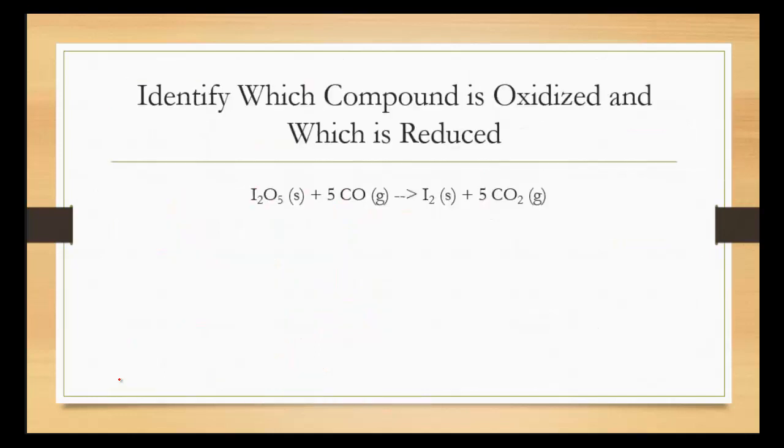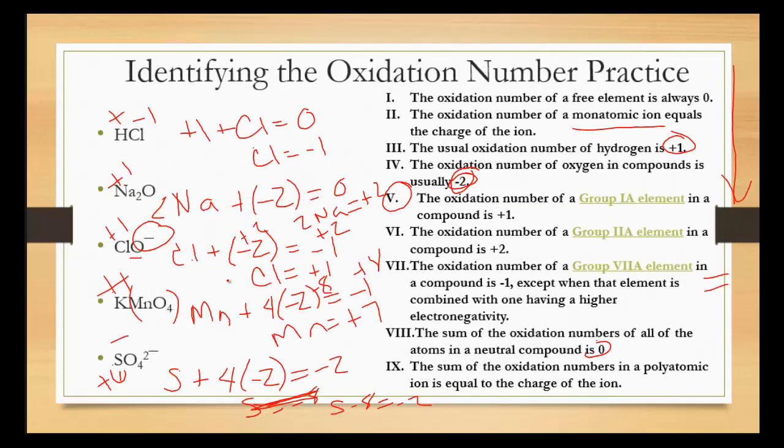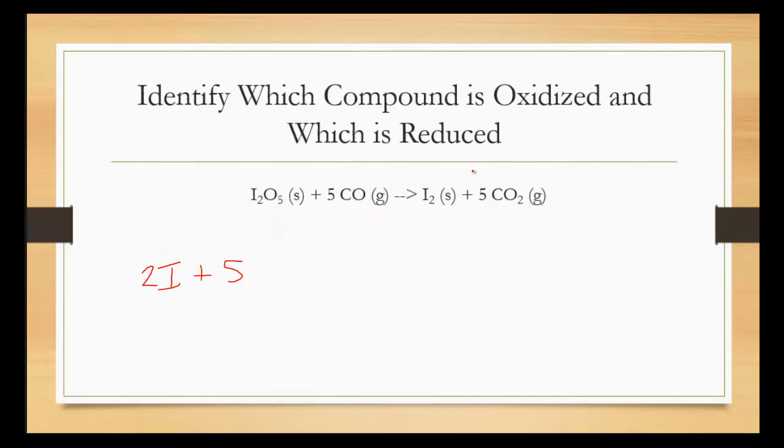Alright, so now let's see if we can figure out which one is being oxidized and which one is being reduced. So that means we have to use those rules again. So I2O5. We have 2 iodines, and we have 5 oxygens. If we look up here at our rules, oxygen's a -2. So 5 times -2, it's a neutral molecule, so it's going to equal 0.